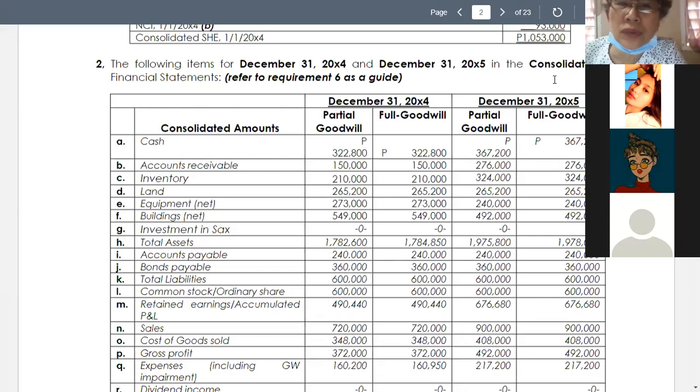So net amount, how did we arrive at 273,000? Now, adding the equipment of P 240,000 and 180,000, that makes it 420,000. At the bottom, we have the accumulated depreciation accounts with balances of 135,000 and 96,000. So we are going to deduct because they are credit balances.